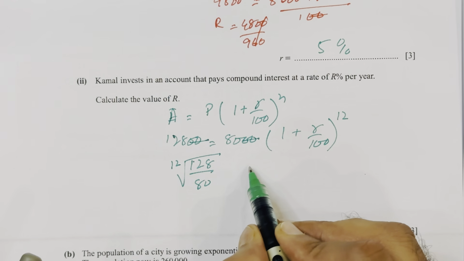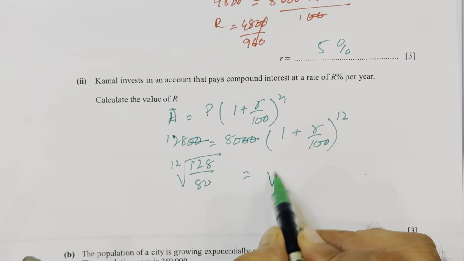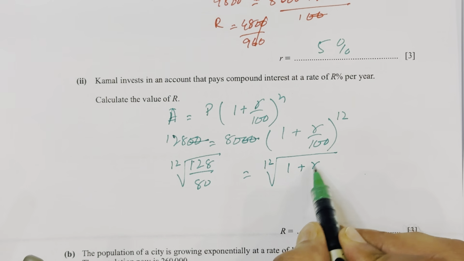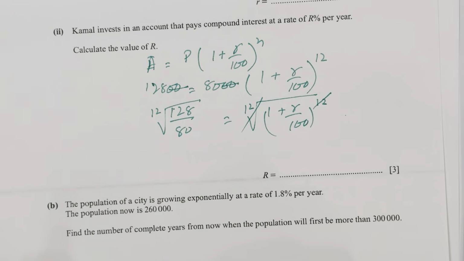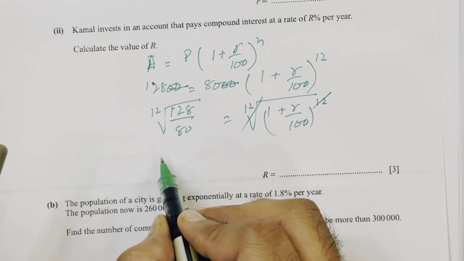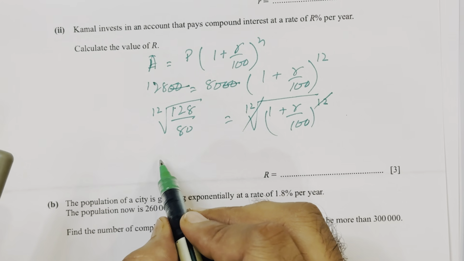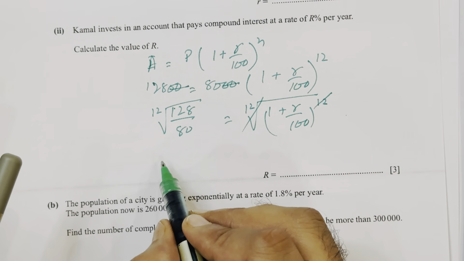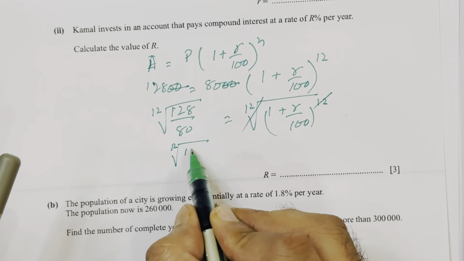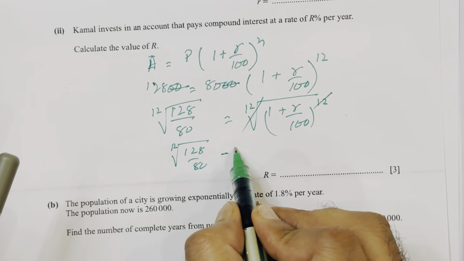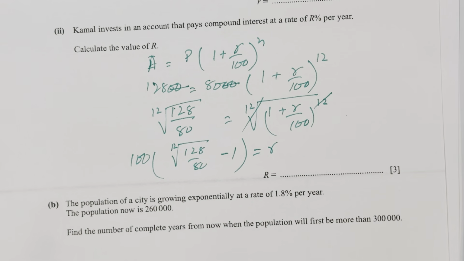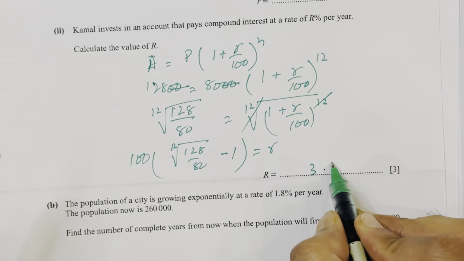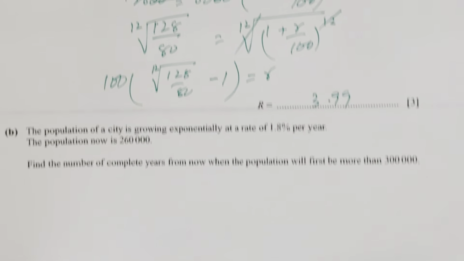Now you need to take the 12th root over here to cancel this power. 1 plus R over 100, we're going to cancel it like that, and you can calculate the value of R now like that. 128 by 80 to the power 1 over 12, minus 1, and 100 is dividing here, so we have to multiply by 100, so we can get the value of R. That would be equal to 3.99, or you can take it as 4.